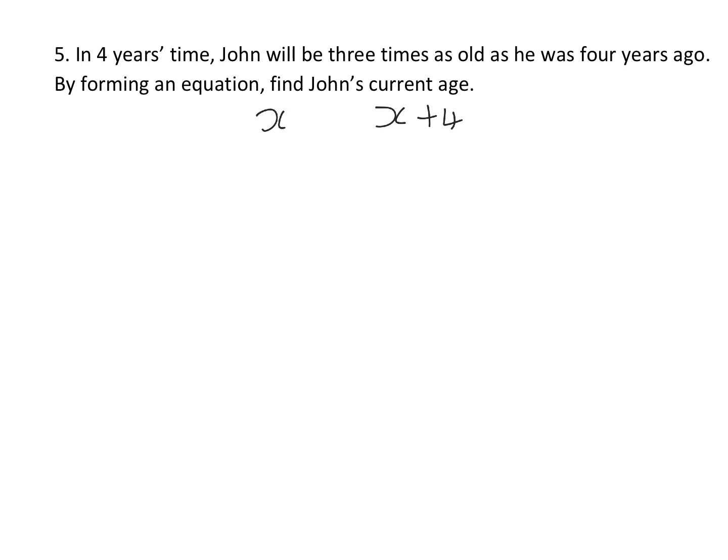So in 4 years' time, John will be 3 times as old. So in 4 years' time, when he's x plus 4, he will be 3 times as old as he was 4 years ago. So what age was he 4 years ago? He was x minus 4. So he'll be 3 times what he was 4 years ago. So 3 times x minus 4.